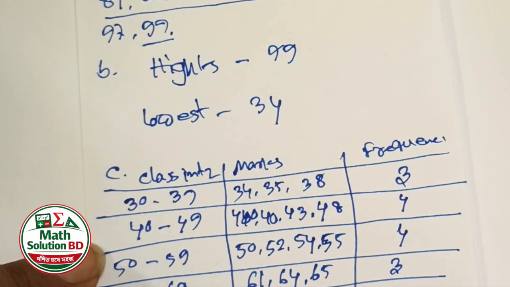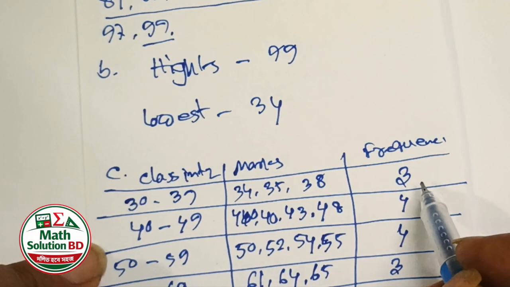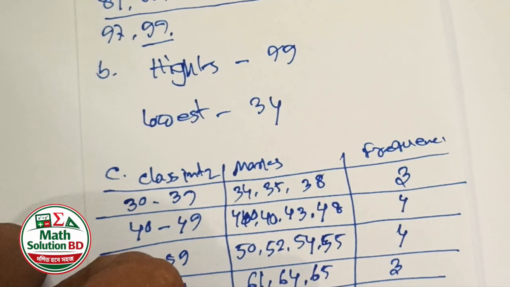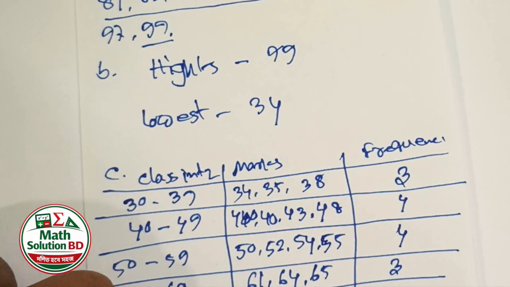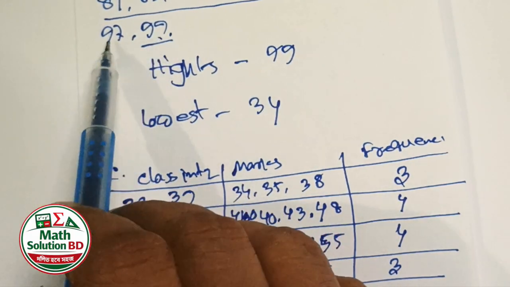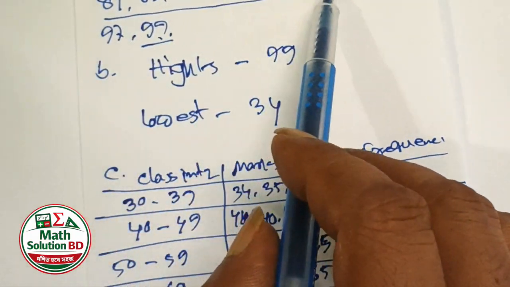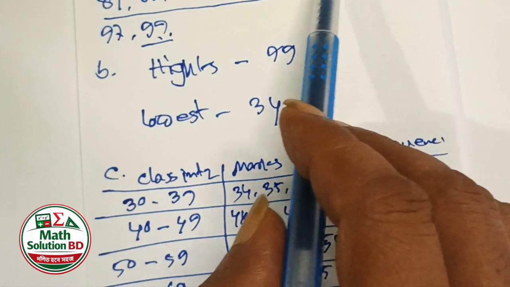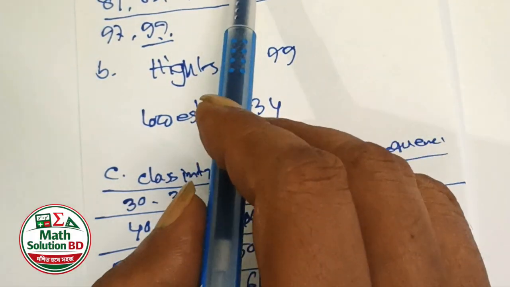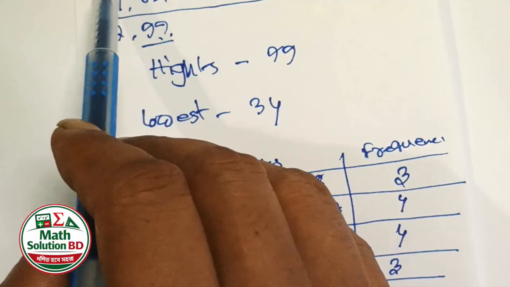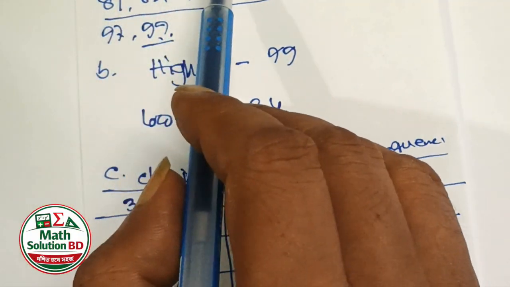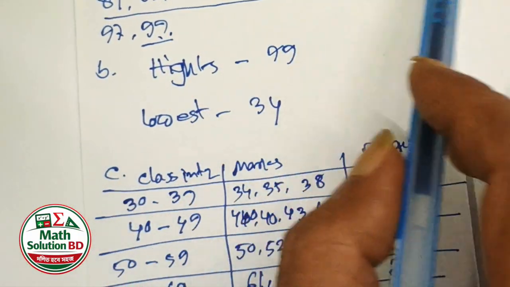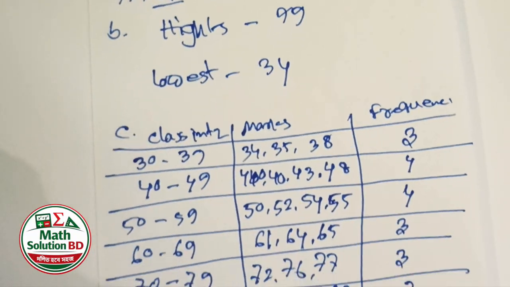So that means total 30 students. 1, 2, 3, 4, 5, 6, 7, 8, 9, 10, up to 23 and so on, 30 students. Okay.